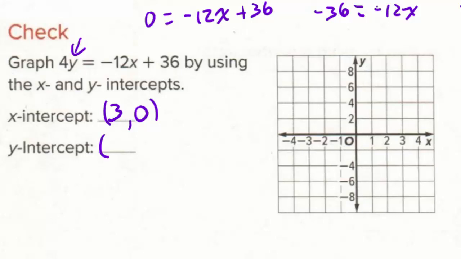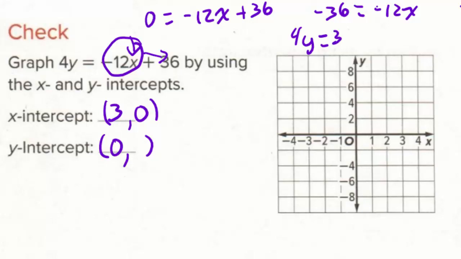And the y-intercept occurs when you put a 0 in for x. So we'll do it again, only we're going to put a 0 in for x right here. So we end up with 4y equals, now when I put a 0 in here, 0 times negative 12 is 0, and 0 plus 36 is just 36. And then keep solving for y, so divide both sides by 4, and y ends up equaling 9, so 0, 9. So go ahead and graph those.